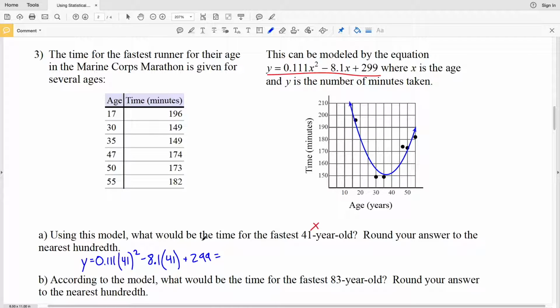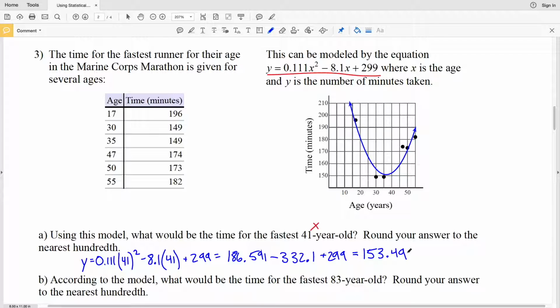So typing that into our calculator, 0.111 times 41 squared equals 186.591. From that, we're going to subtract 8.1 times 41, which is 332.1, and then finally we're going to add 299. So 186.591 minus 332.1 plus 299 equals 153.491, which rounds to 153.49.